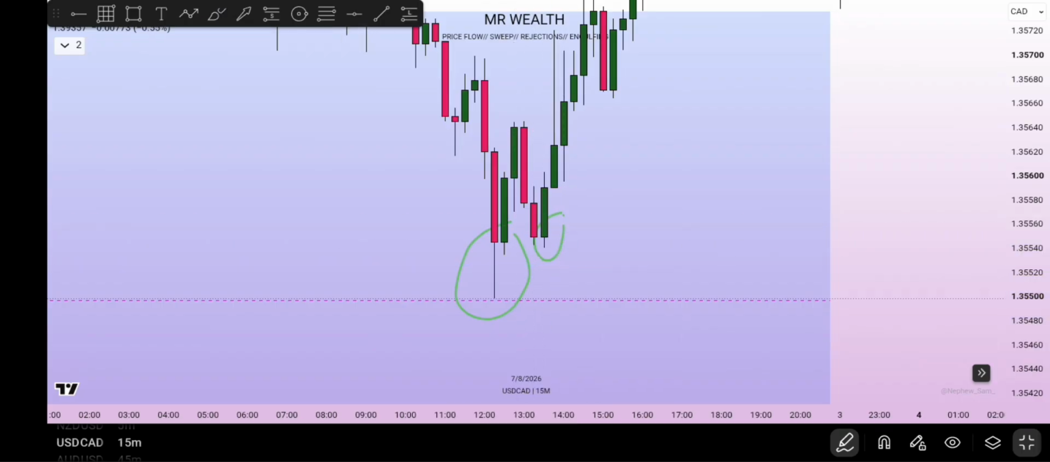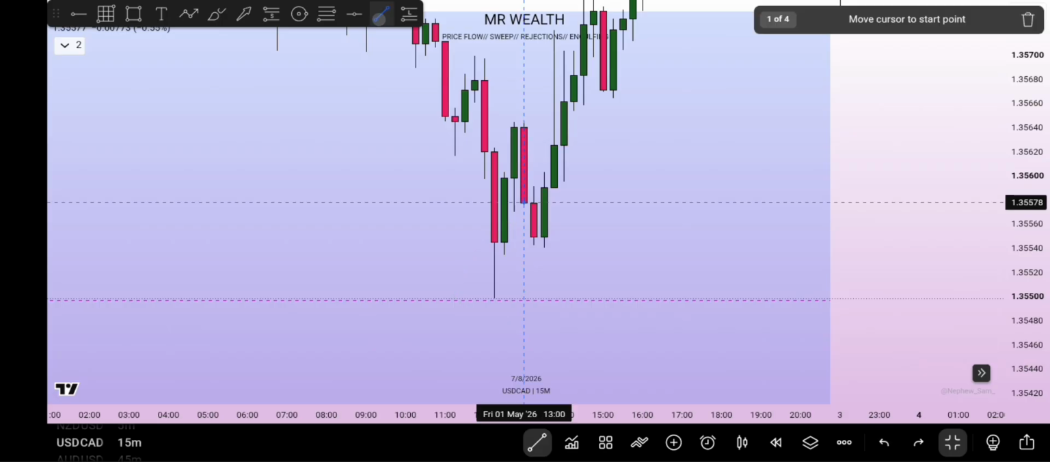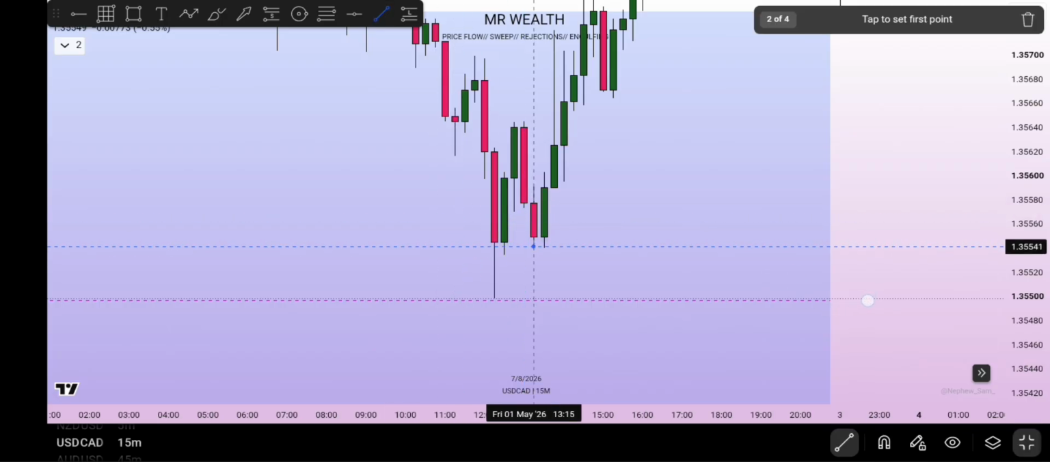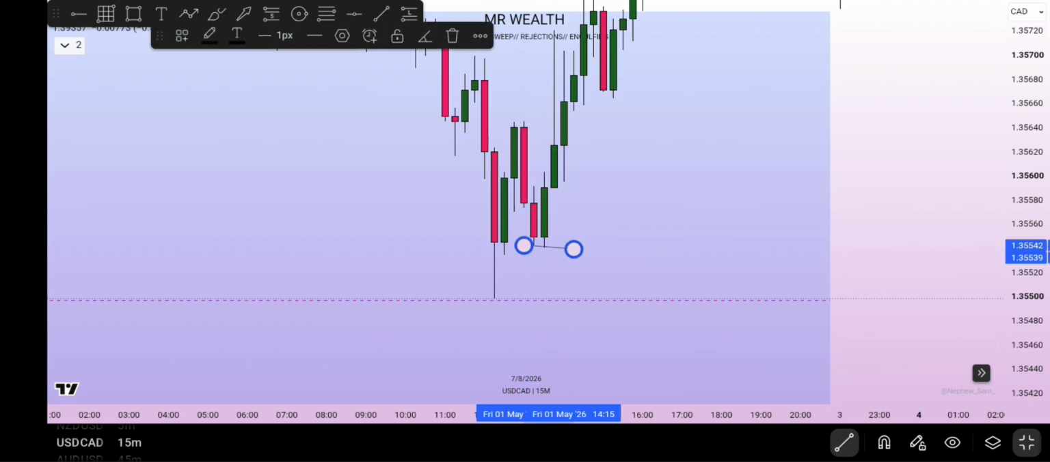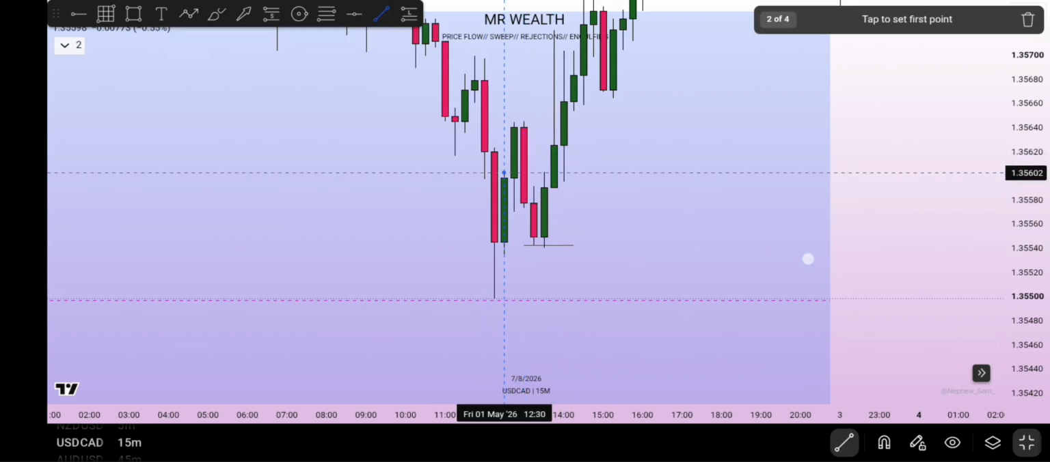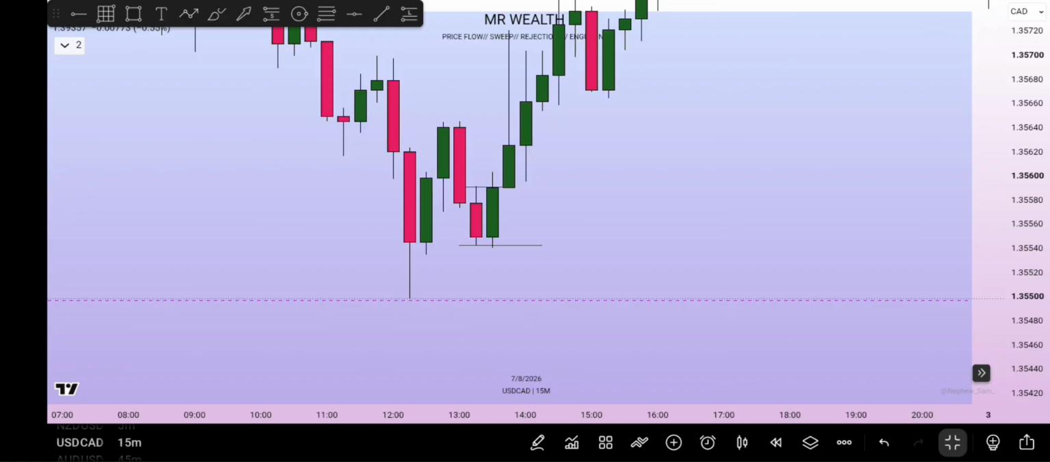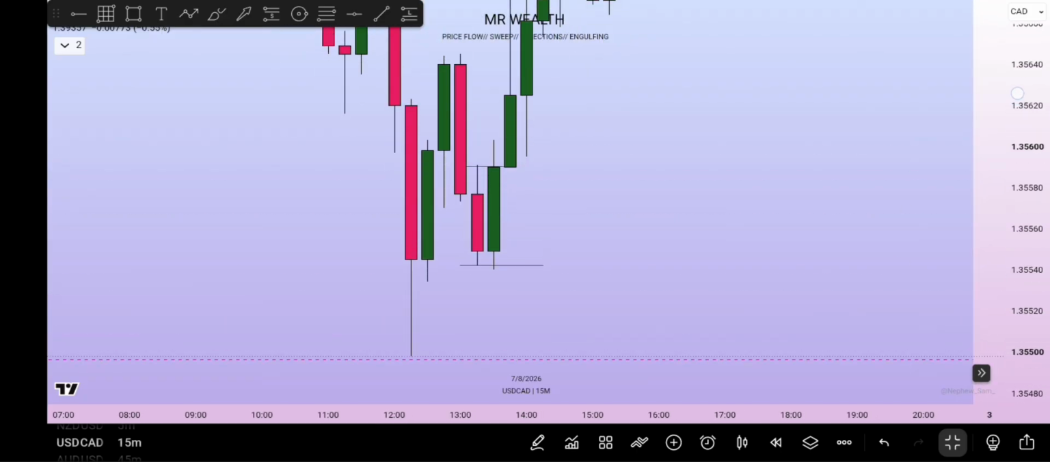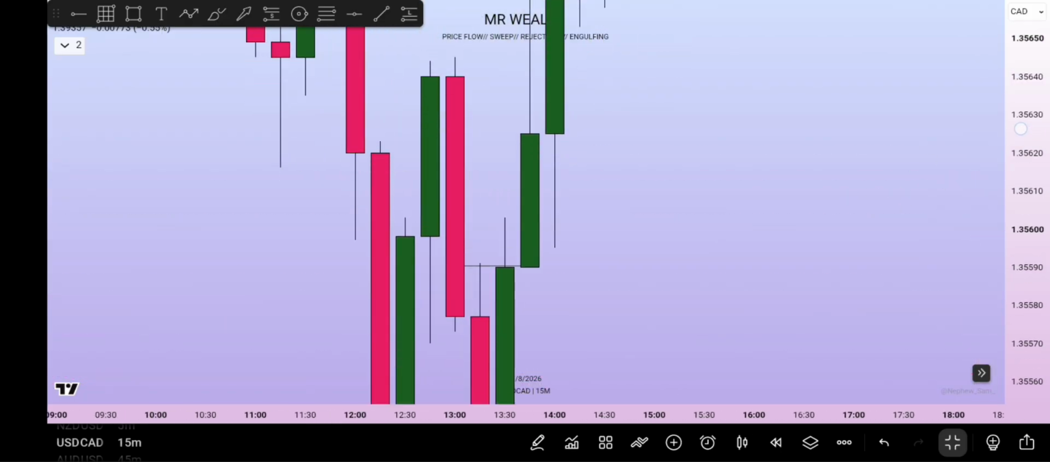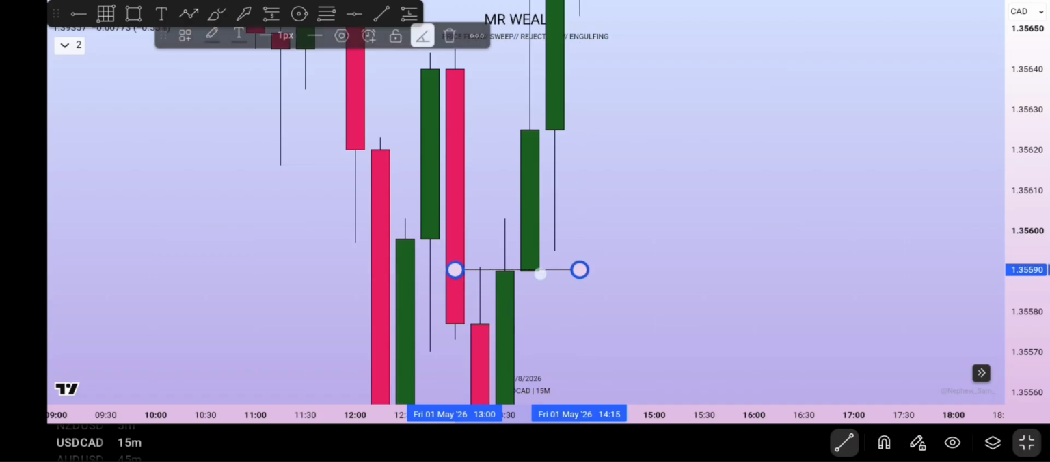And there's a tricky thing here, so put your eyes to it. It swept it, the same candle that swept it, the same candle that engulfed it, that broke above it. You can see it was a little break, or the next candle is the one that broke above it. It doesn't really matter.